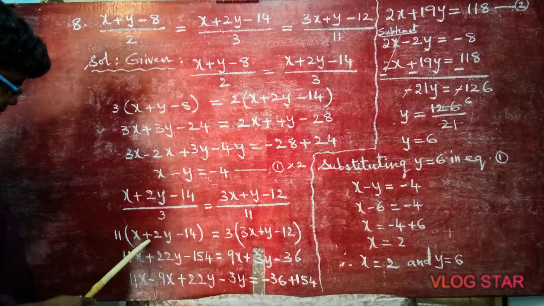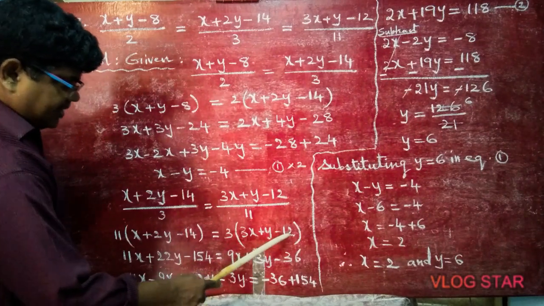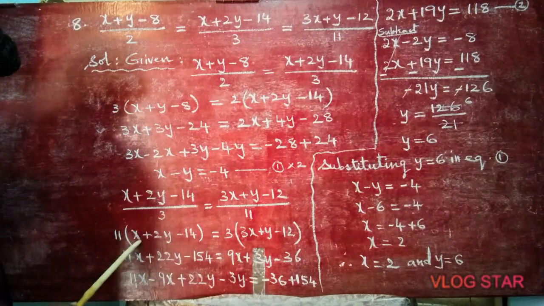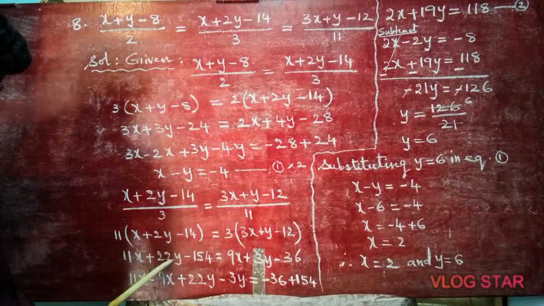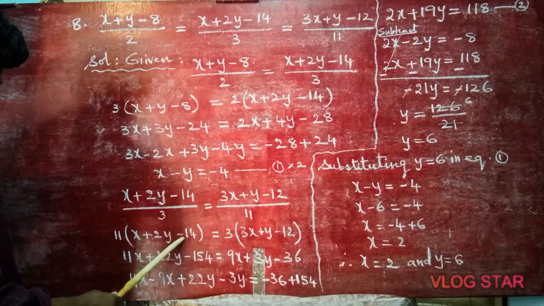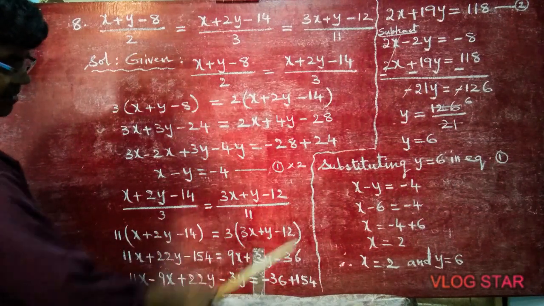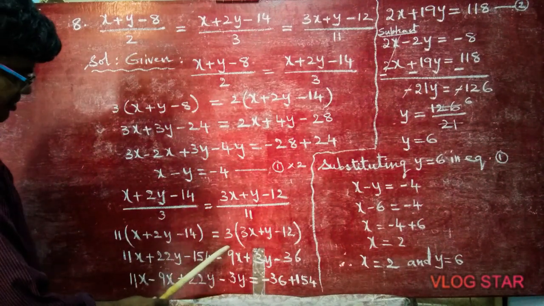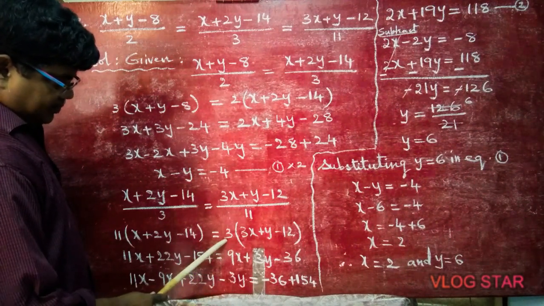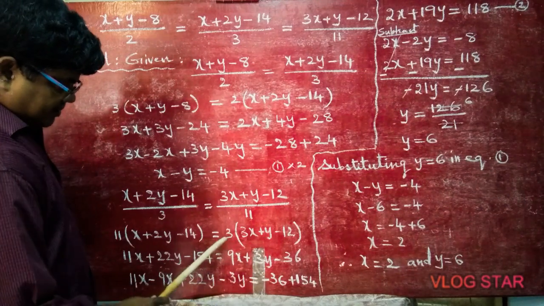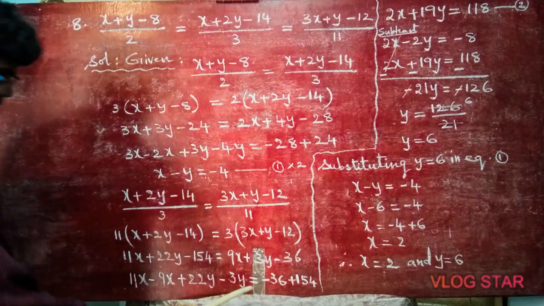11 into (x + 2y - 14) equals 3 into (3x + y - 12). 11 into x is 11x, plus 11 times 2 is 22y, plus 11 into minus 14 is minus 154. Next, 3 table everybody knows. 3 3s are 9, 9x, plus 3 into y, 3y, plus 3 into minus 12 is minus 36. Now here also the same thing.